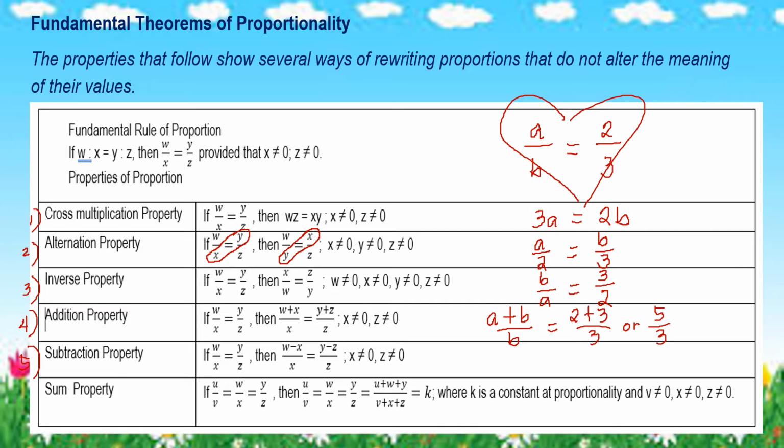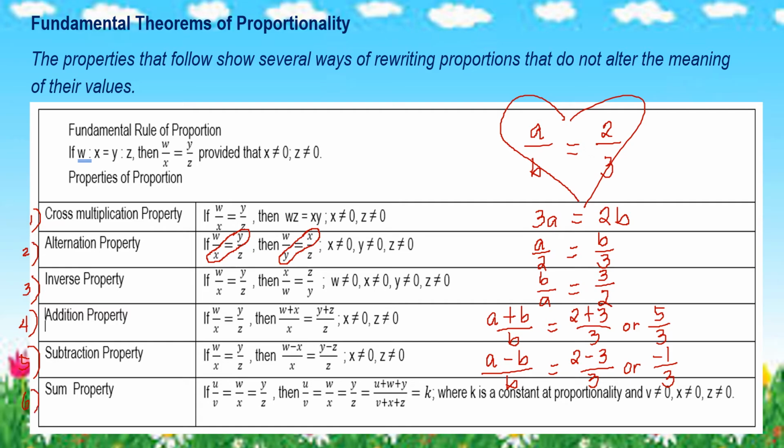So using our given example, a is to b is equal to 2 is to 3. If we rewrite this proportion using subtraction property, it becomes a minus b is to b is equal to 2 minus 3 is to 3, or simply negative 1 is to 3.